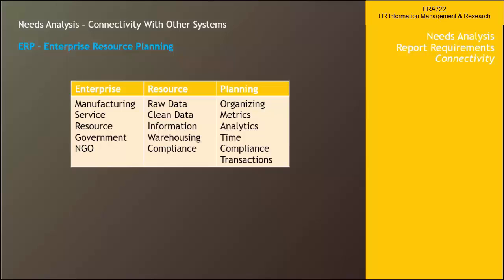So an enterprise has a resource called data, and planning means you're using it for a purpose. Metrics, analytics, time management, compliance, whatever it might be. Okay, don't worry too much about what all those words mean. But when you plan, coordinate for the use of data across the organization versus every department having their own little thing, that's called ERP. Now, the way it works is you start off by identifying every system throughout your organization.